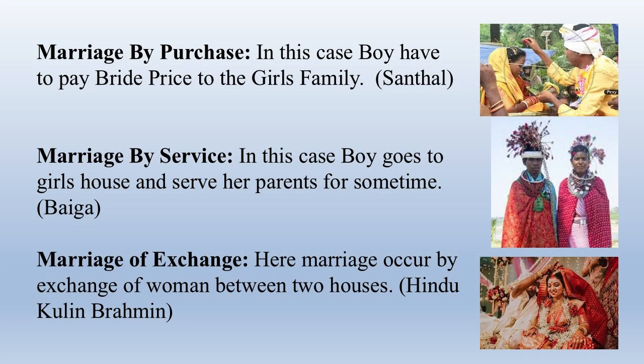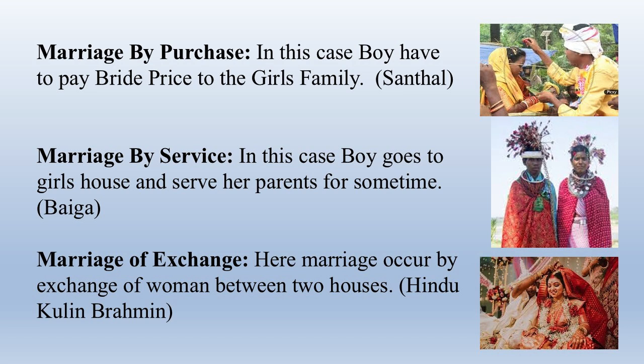The next is marriage by purchase. In this mode, the boy has to pay the bride price to the girl's parents. This has been found among Santhal. The next type of marriage is marriage by service. The boy goes to the girl's house and serves her parents for some time. This is regarded as a solution to the problem of bride price. This has been found among Gond and Baiga.